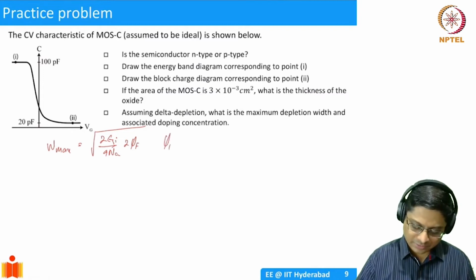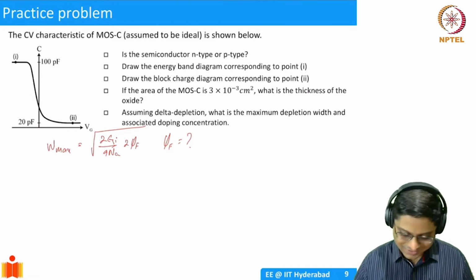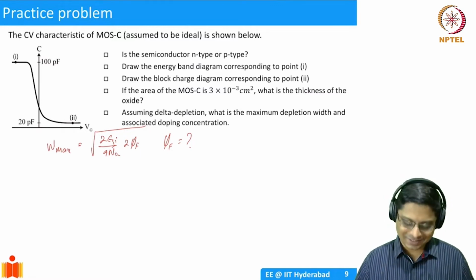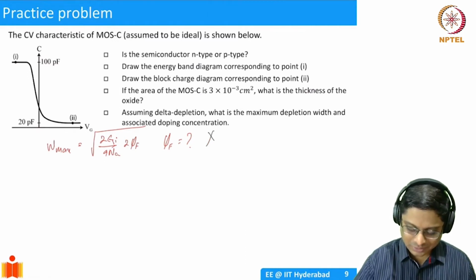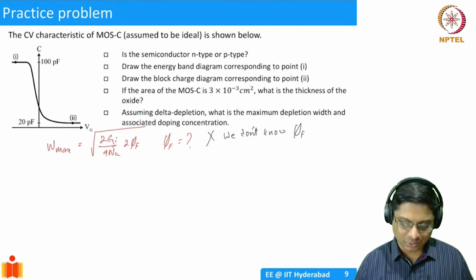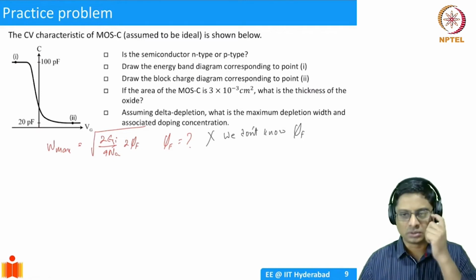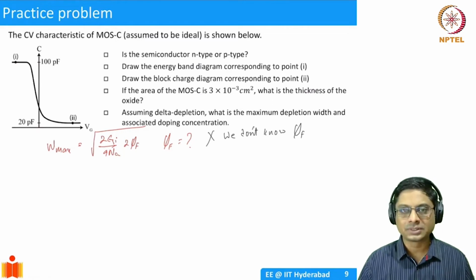So what is my phi F? Okay, this is very good. So this is your initial tendency. Will this work? Unfortunately, it doesn't, right? Because we don't know phi F. The concentration is not known to us. We're actually asked to find the concentration. So this approach won't work. So how do we calculate the maximum depletion width?